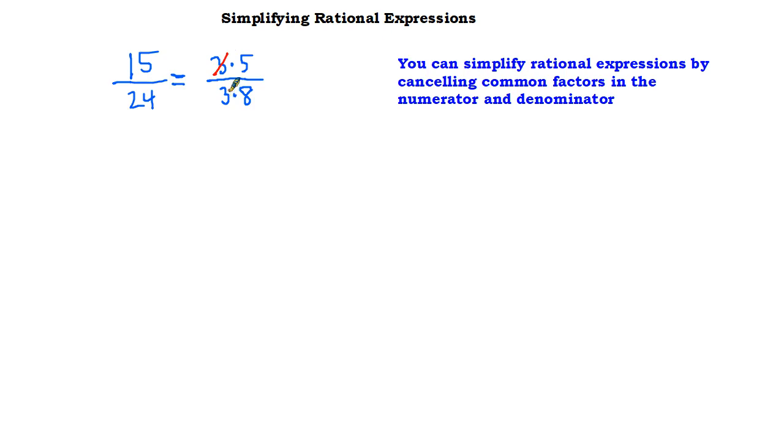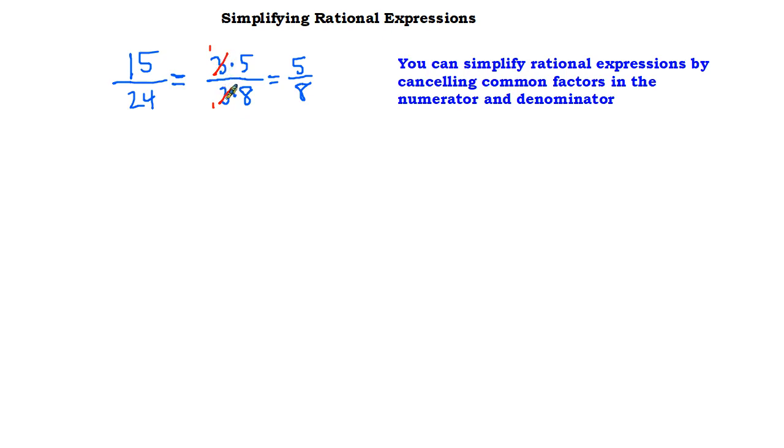So I'm going to go ahead and just cancel just those guys, and of course we're left with 1 and 1, which essentially just leaves us with 5 over 8. 5/8 is the final result there. And we can do the same thing with rational expressions. And in fact, this is the concept we're going to use. We're going to say you can simplify rational expressions by canceling common factors in the numerator and denominator. In other words, here the 3 was a common factor in the numerator and in the denominator.